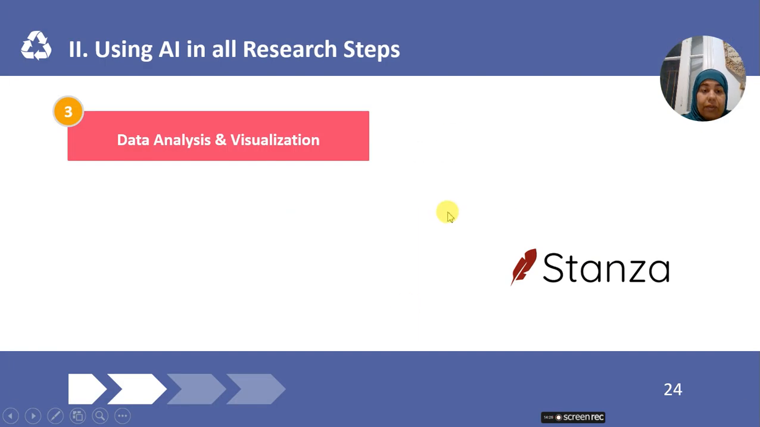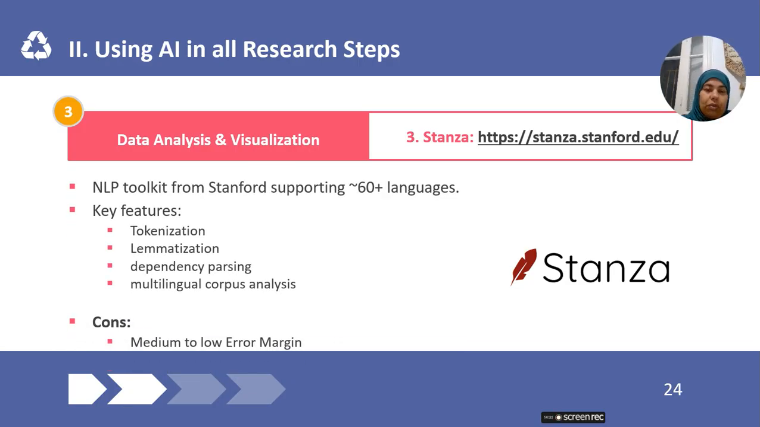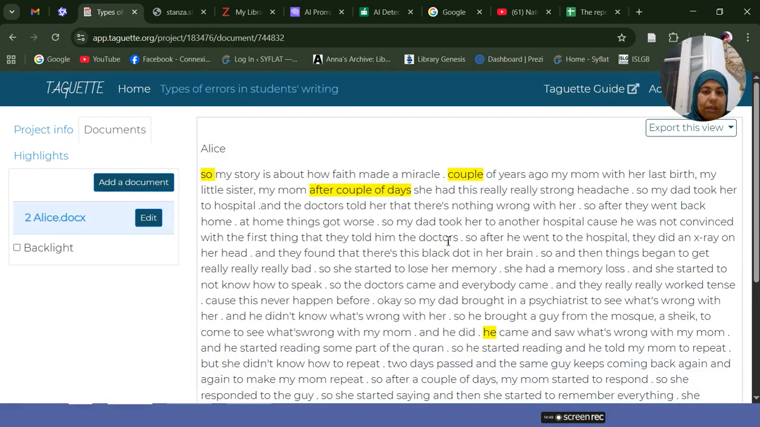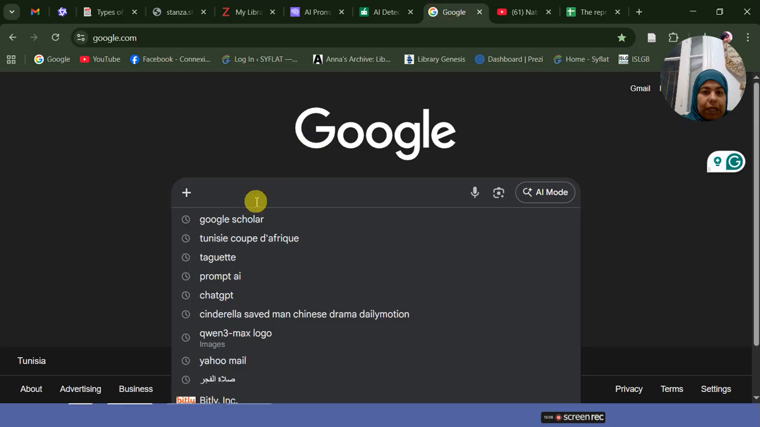So now let's move to Stanza, which, unlike Taguette, which is semi-automatic, is completely automatic. It's an NLP toolkit from Stanford supporting 60+ languages. Its key features are tokenization, lemmatization, dependency parsing, multilingual corpus analysis, etc. So let's discover it together. This is the platform. Now we will paste here some text. Let's see any text that we wish.